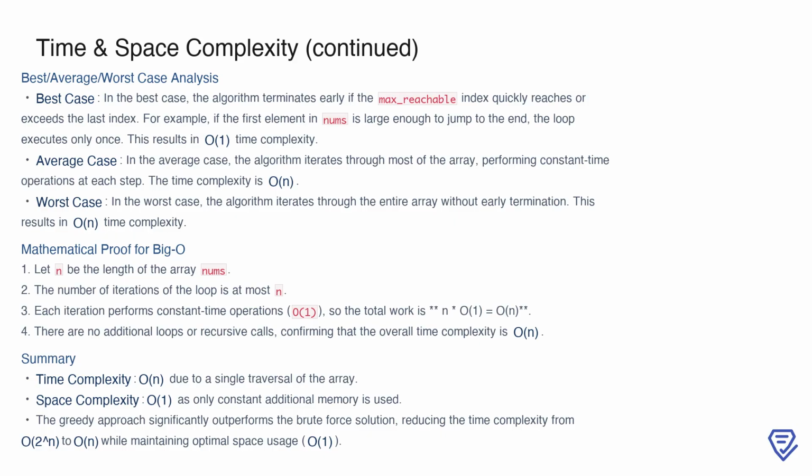With no additional loops or recursive calls, the overall complexity confirms as O(n). In summary, this greedy approach is significantly more efficient than brute force, reducing the time complexity from exponential O(2^n) to linear O(n), while maintaining an optimal space complexity of O(1).